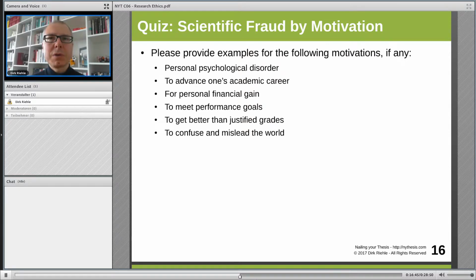Anyway, TA, please stop and discuss these categories and ask for examples of fraudulent behavior that might fall into any of these categories.